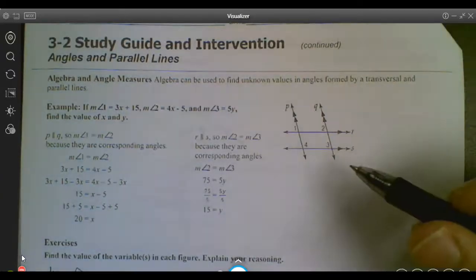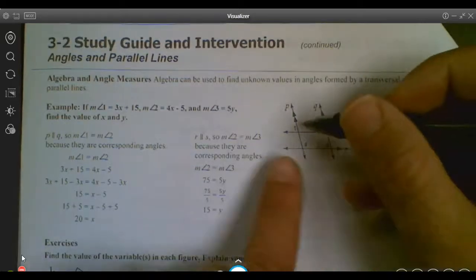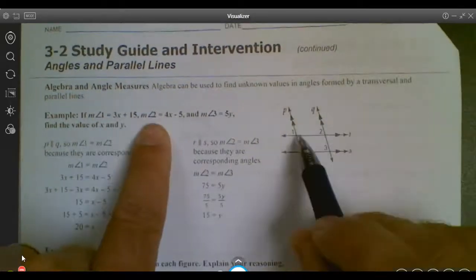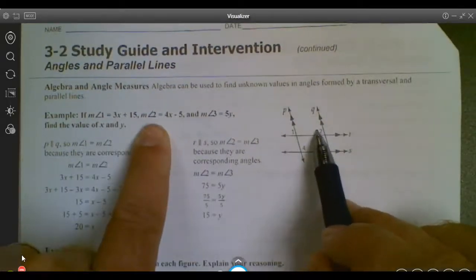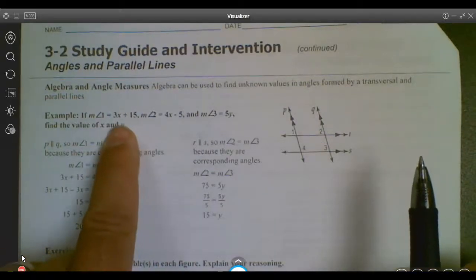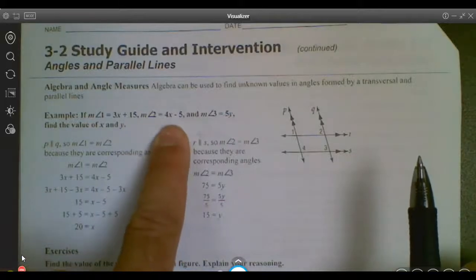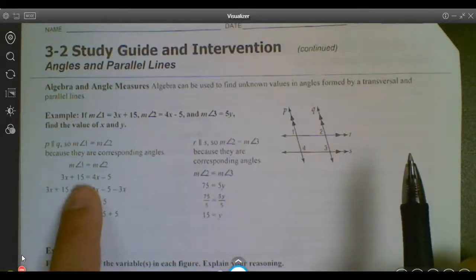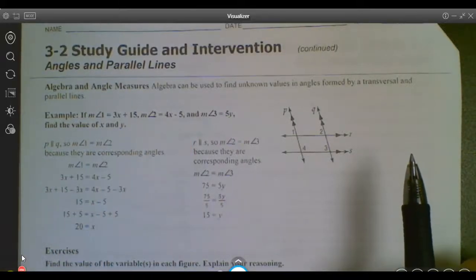So as I look at angles 1 and 2, which are named right here, I now know that angles 1 and 2 are congruent by the corresponding angles postulate, which means 3x + 15 must equal 4x - 5. Right, and so that's how they set that up and went on to solve for x.